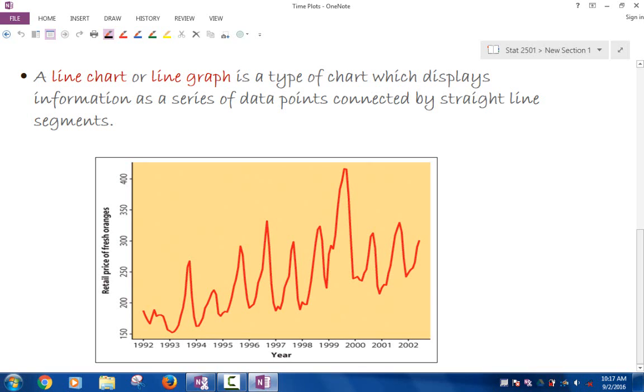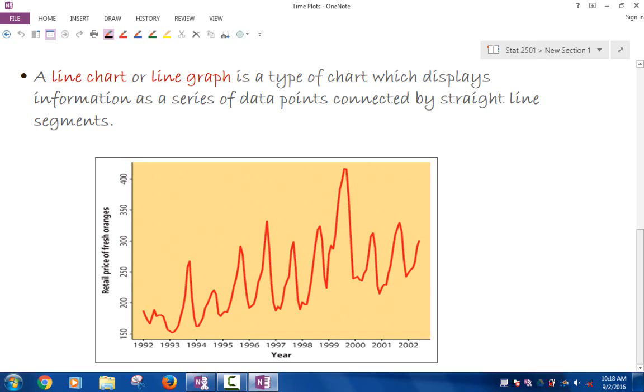So each year, you look at the price, right? So starting in 1992 all the way up to 2002, right? Each year, you look at the retail price, so you're plotting the retail price for each year, okay? So you're going to get a bunch of points, right? And then you're connecting them by using straight line segments. Okay, so that's what a time plot is.